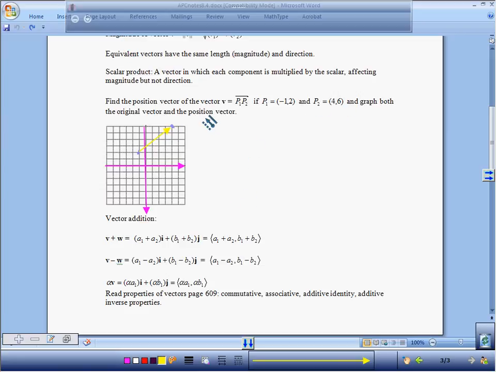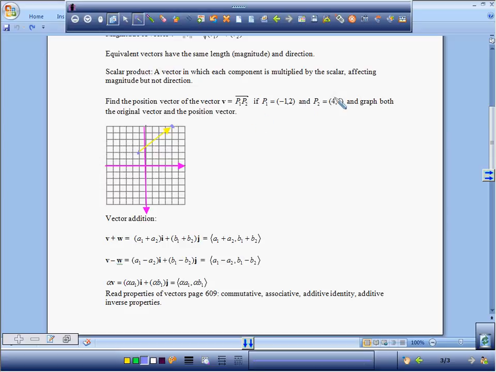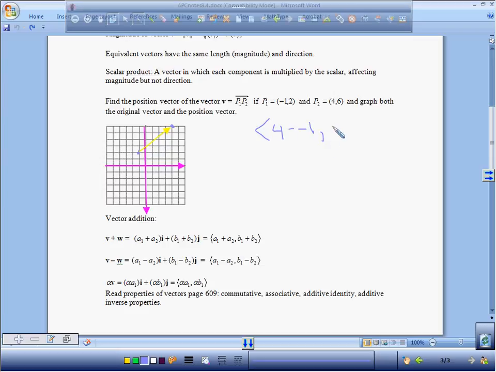To find the position vector, that's a vector that has the same magnitude and direction but is down here. To do that algebraically, all I do is subtract the x's. It's just like finding slope except backwards. So that would be 4 minus -1, comma 6 minus 2. I subtracted the start point of the x from the end point of the x, and the start point of the y from the end point of the y, and I get this vector, which is 5, comma 4.